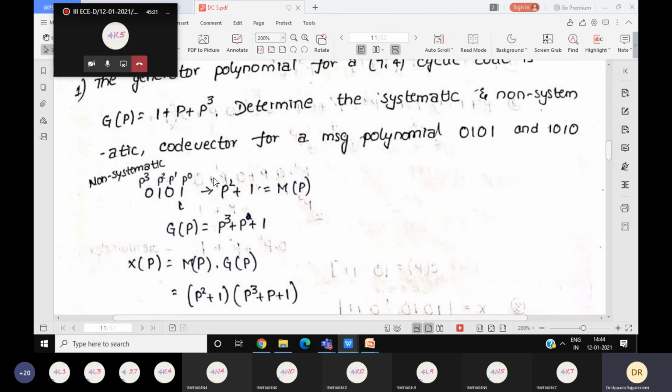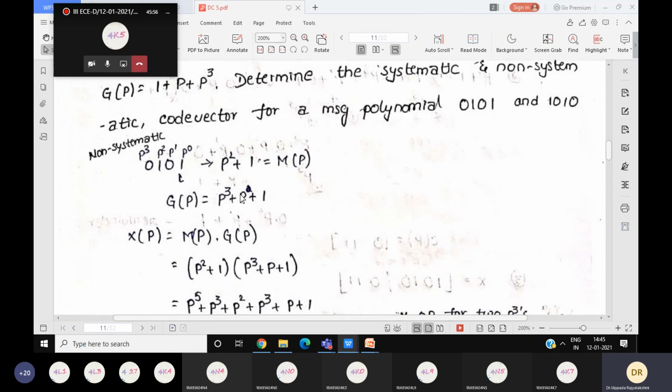Now what is the message polynomial form for 0, 1, 0, 1? p square plus 1. So this is m of p. The generator polynomial may be given from MSB to LSB or LSB to MSB. But rearrange the equation in such a way that it is from MSB to LSB, so that it will be convenient for you while representing the code word. However it is given to you, you should represent it as p cube plus p plus 1. Okay, that is g of p, and m of p is p square plus 1.